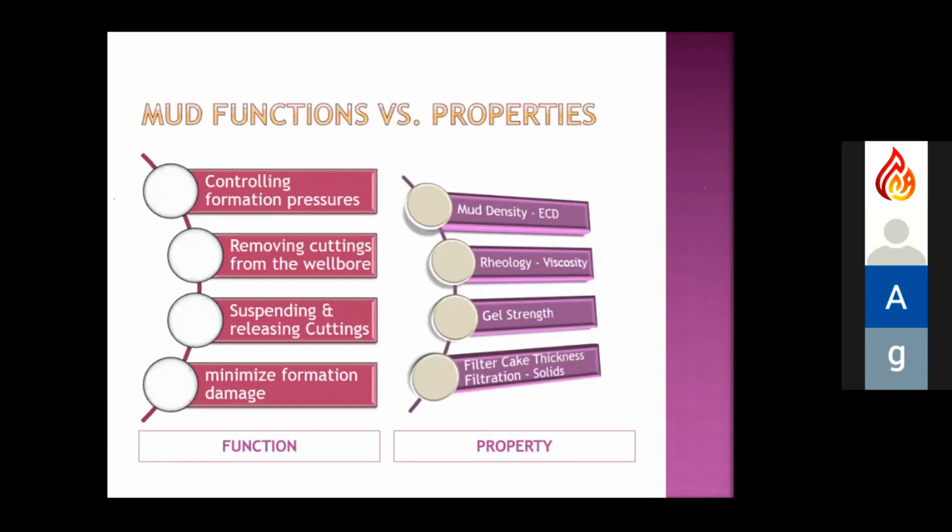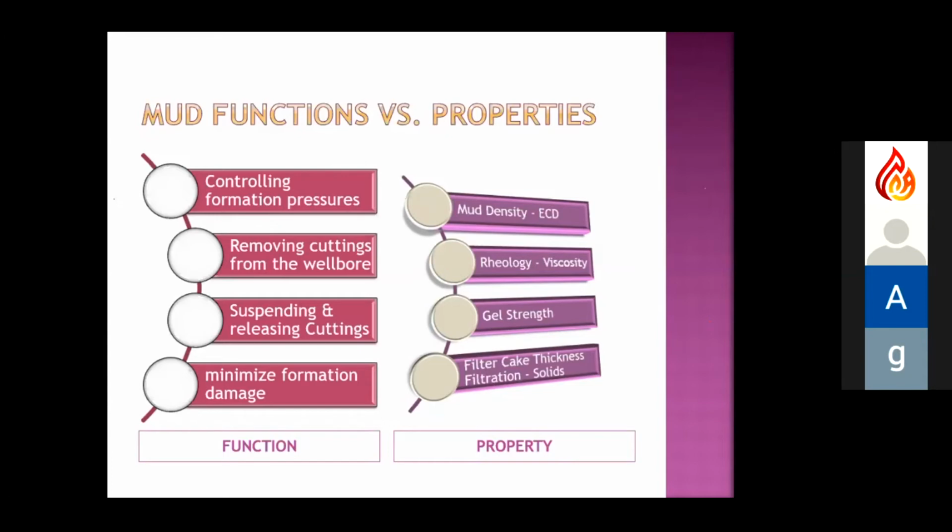We check mud density with a mud balance, and you will find it in each paper in units of ppg (pounds per gallon), or specific gravity, SG, or sometimes pcf, pounds per cubic foot. Some clients also work with kPa per meter, kilopascal per meter. But the common ones are ppg and SG.